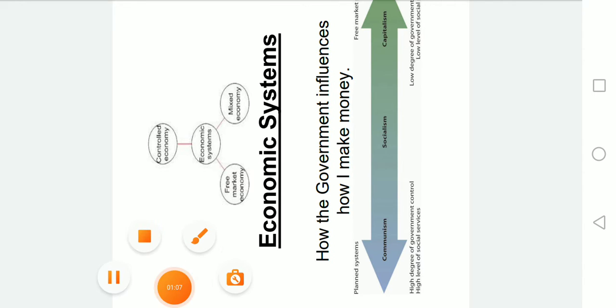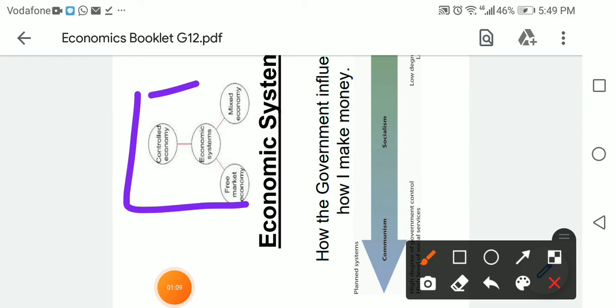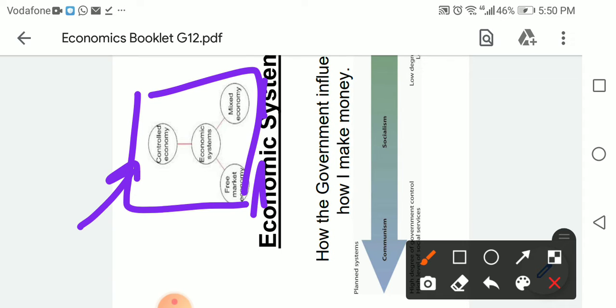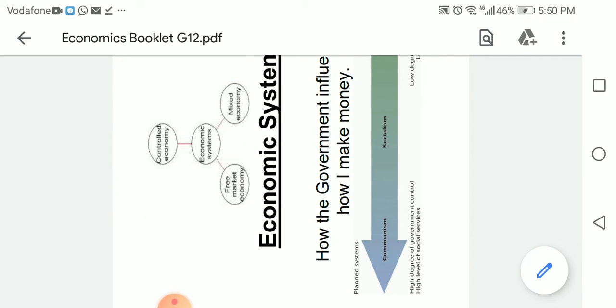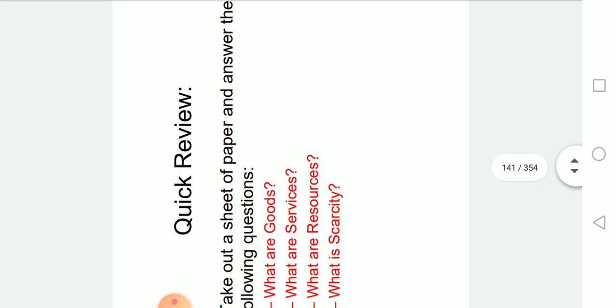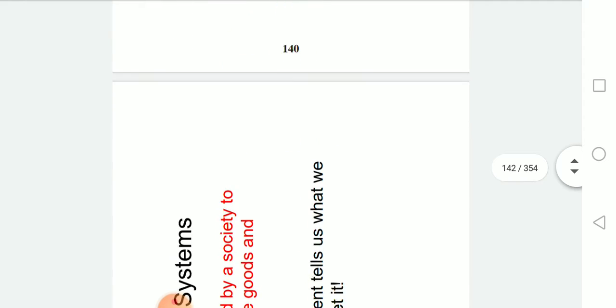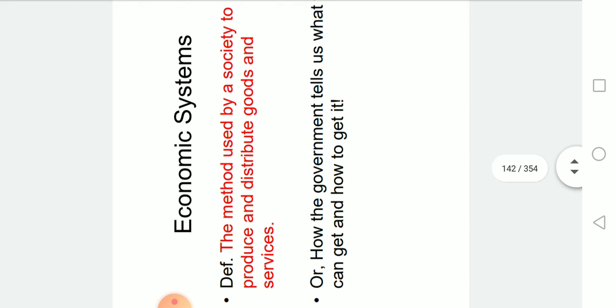Okay, I want to show you something. I have here this one. I have controlled economy. Controlled economy, we have economic systems, free market economy, and mixed economy. So let's have a quick review about this. We are going to have here what are goods, what are services, what are resources, what is scarcity, and we talked about this before. Let's have the new thing today, which is the economic systems.